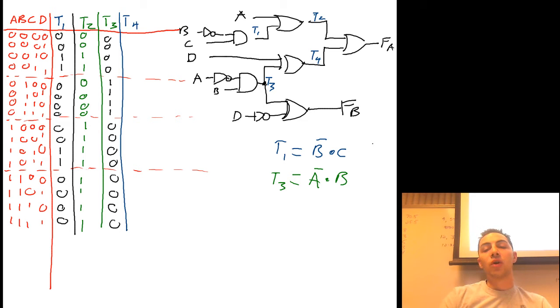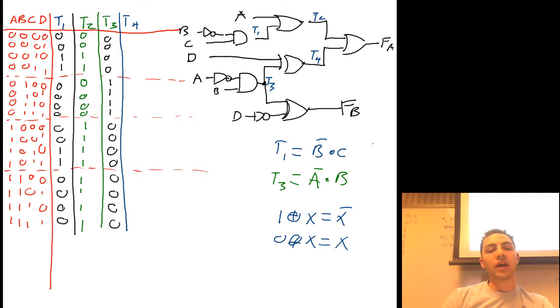T4 is an exclusive OR, which means we have to exclusive OR things. So in the case of T3 being 1, whatever is on D is going to be inverted, because 1 exclusive ORed with X is always X bar. 0 exclusive ORed with X is always X.